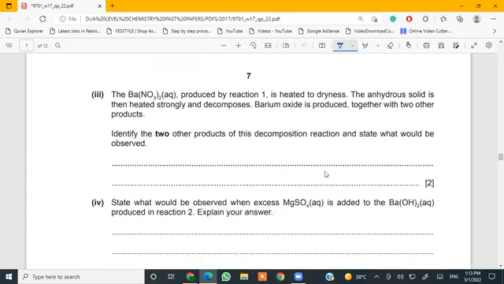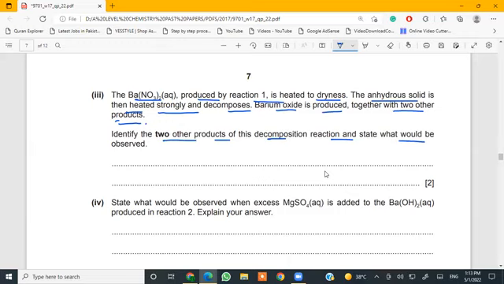Moving on, part 3. Barium nitrate produced in reaction 1 is heated to dryness. The anhydrous solid is then heated strongly and decomposes. Barium oxide is produced together with the 2 other products. Identify the 2 other products of the decomposition reaction and state what would be observed. Now, see, it is heated to dryness. So this means it's decomposition of nitrates, right?